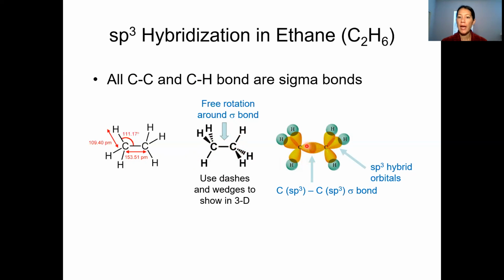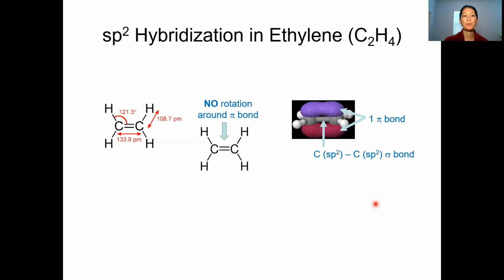I can show this as the sp3 orbitals overlapping here. That's your sigma bond right here. Also, the overlap with the H's, the C's and H's are also sigma bonds. And all the yellow, those 4 yellow orbitals around each carbon, those are the sp3 hybrid orbitals. sp3 because it's tetrahedral geometry.